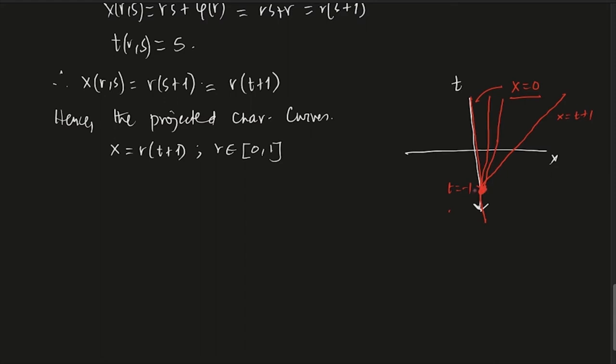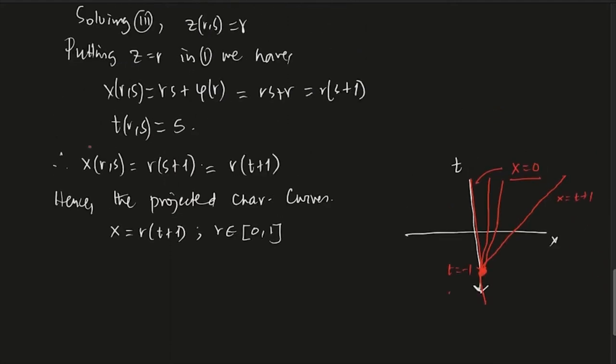T equals minus 1. They will all meet at t equals minus 1. Okay, so these are all projected characteristics. So it will span the whole thing and it will meet up here. Okay, now let us write down the exact solution, and then we'll talk more about what is happening here.